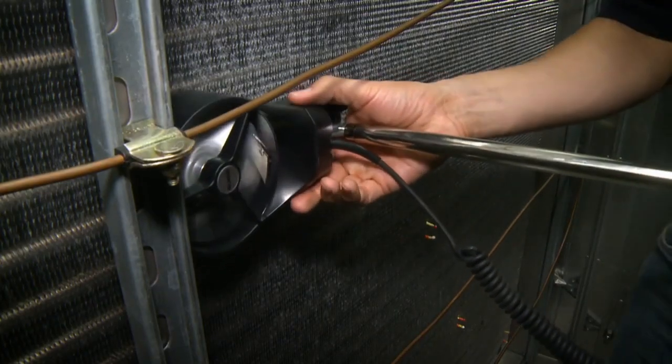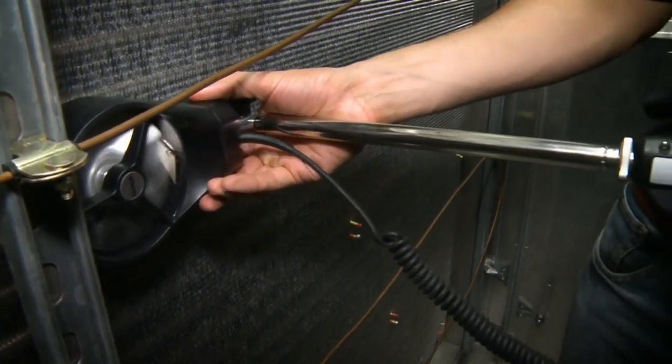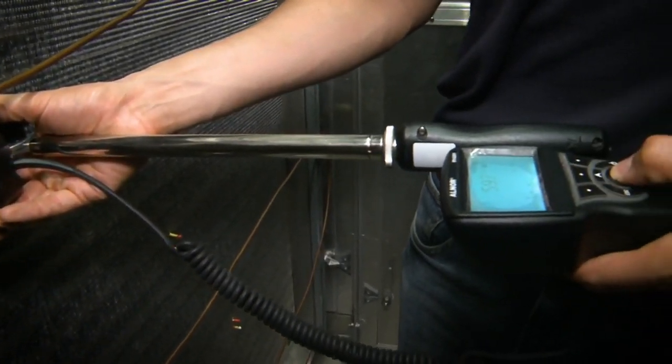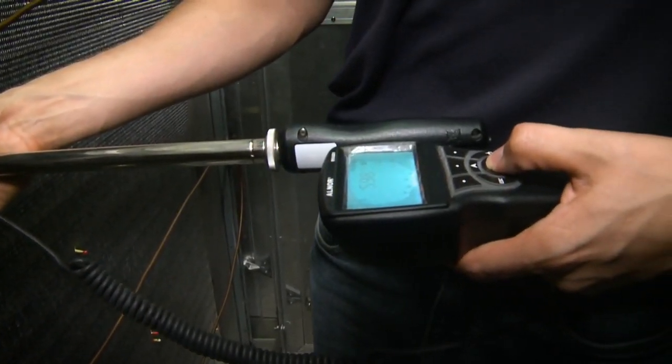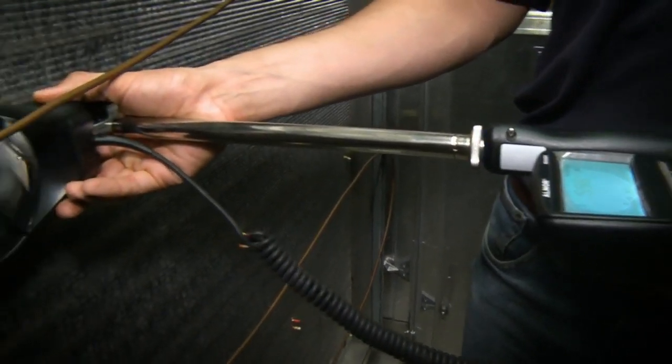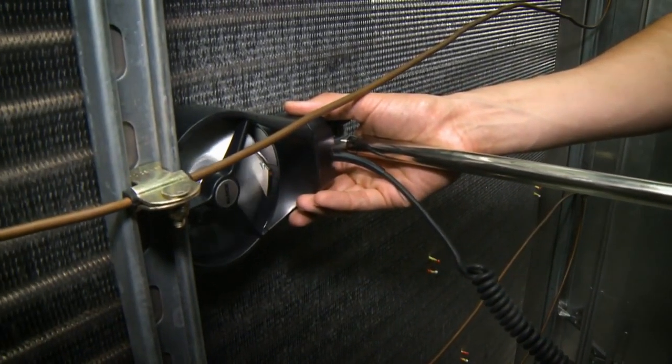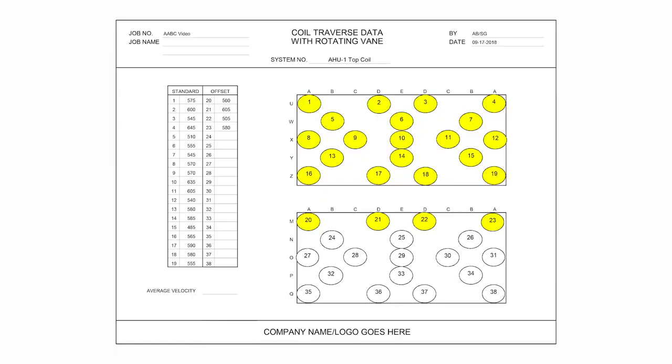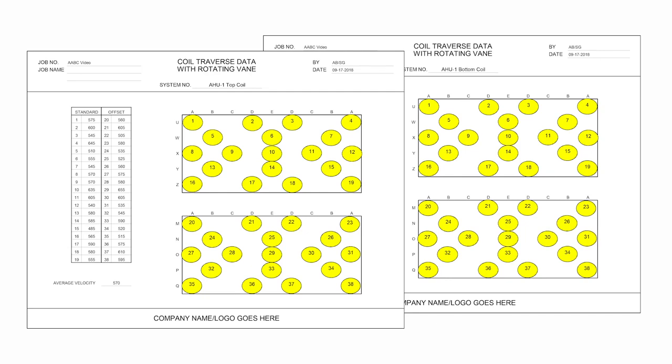Since the center position points for standard velocity reading location 6 and offset velocity reading location 25 are obstructed by the coil frame, the vane anemometer's head was positioned to the closest area possible for the velocity readings. For the remaining position points, continue to follow this procedure until velocity readings are complete for 38 position points on each coil, AHU1 top coil and AHU1 bottom coil.